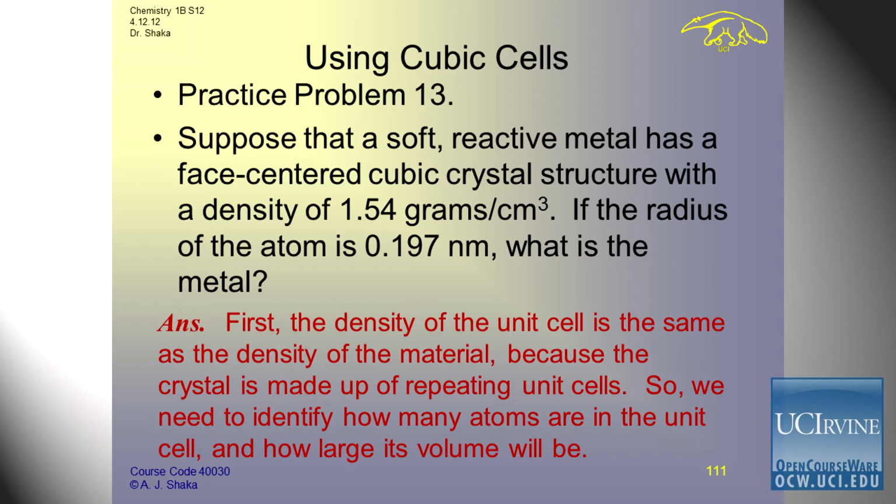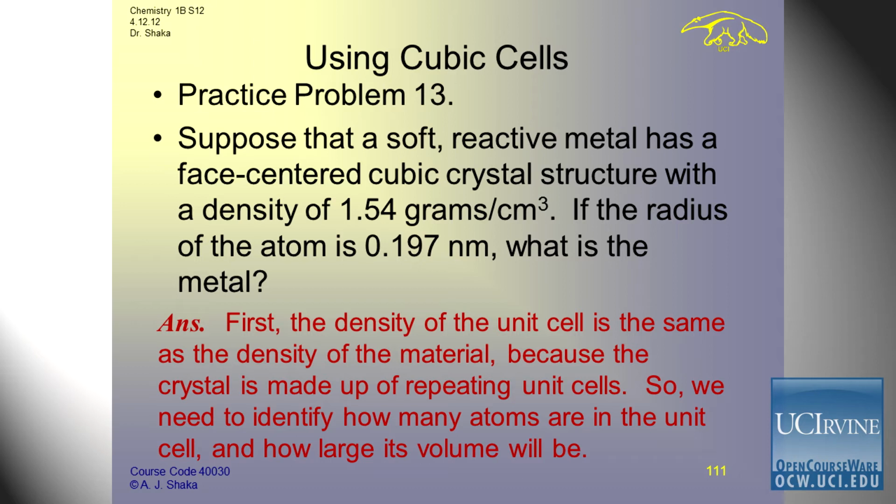And therefore I need to figure out how I'm going to get the molar mass out of this gobbledygook. Well, I have the density, and the density of the unit cell is the same as the density of the entire material. Therefore, if I knew the volume of the unit cell, and how many atoms were in the unit cell, I'd know how many atoms there are per little volume.